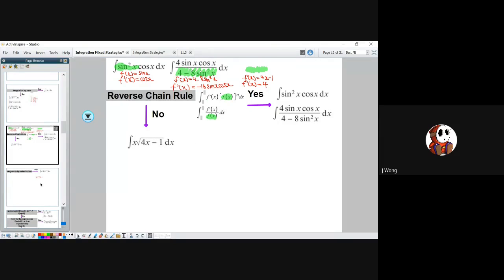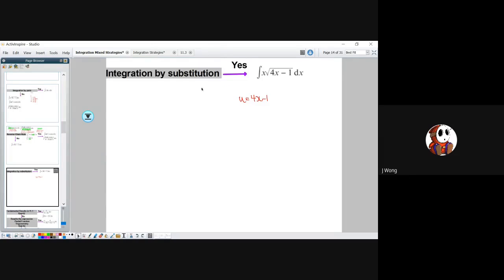Now that leaves us with just the last integral, and there will be no choice but to use integration by substitution, where we usually need to recall which expression we should let as u. The usual choices are an expression within a power, in the denominator, or within the function itself. So in this case, u will be 4x minus 1.